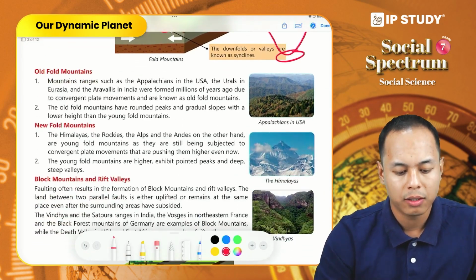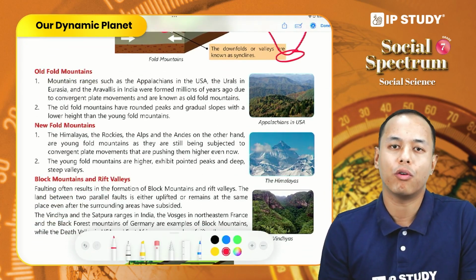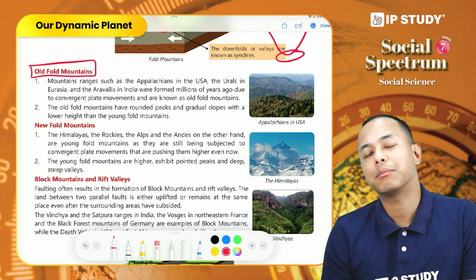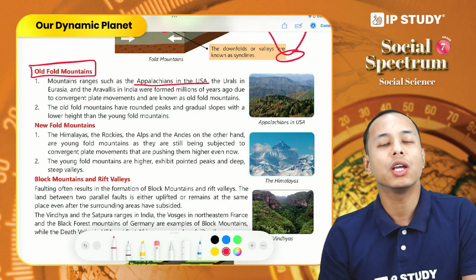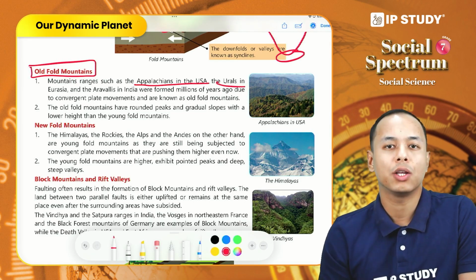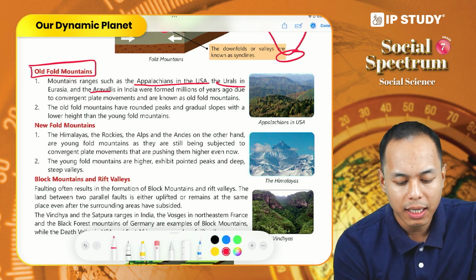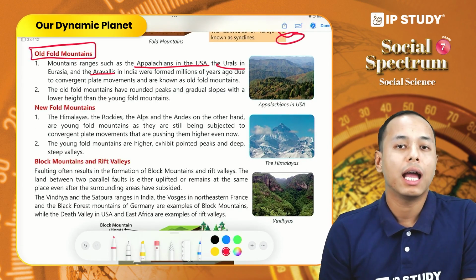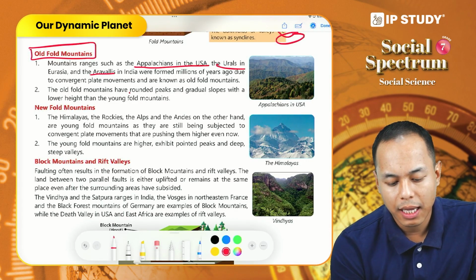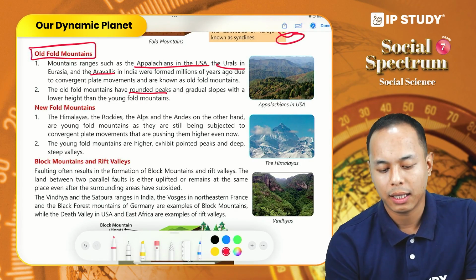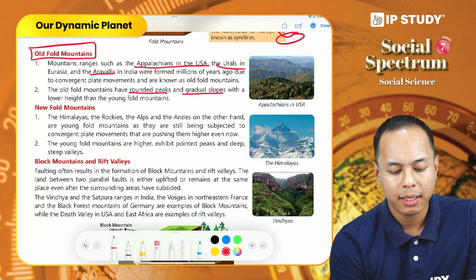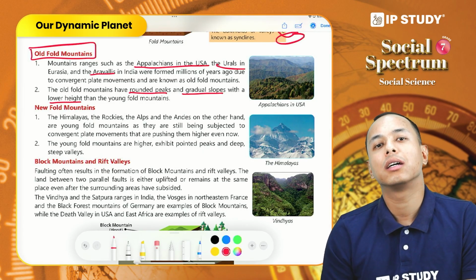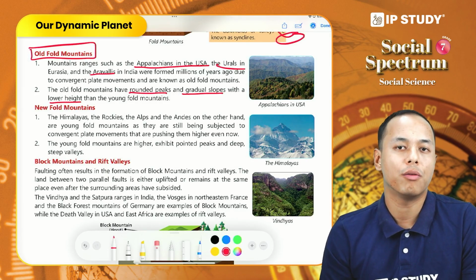Now let us see some examples of old fold mountains. Old fold mountain examples include Appalachian in the USA, Urals in Eurasia, and in India it's the Aravalli range. They were formed millions of years ago. Their features are they have rounded peaks, they have a gradual slope, and they are smaller, or their height is lower than the younger fold mountains.